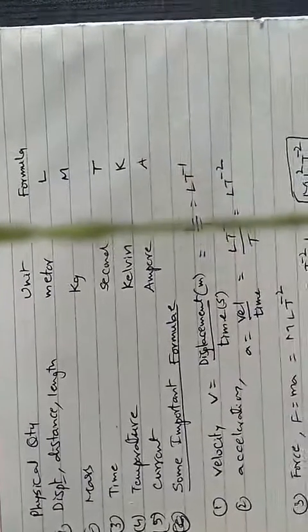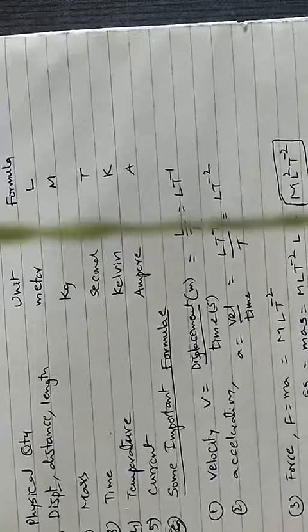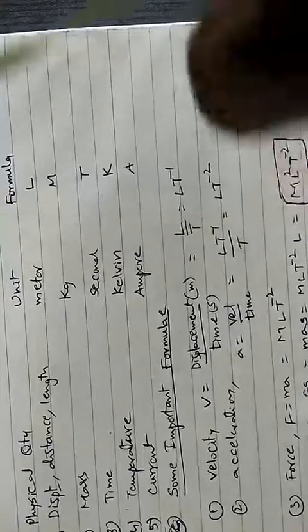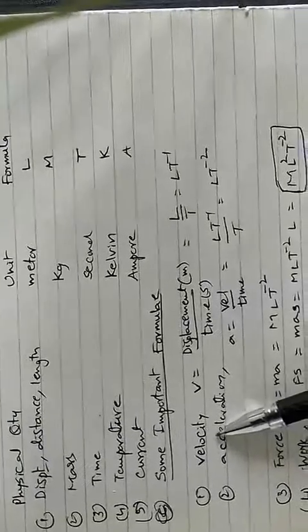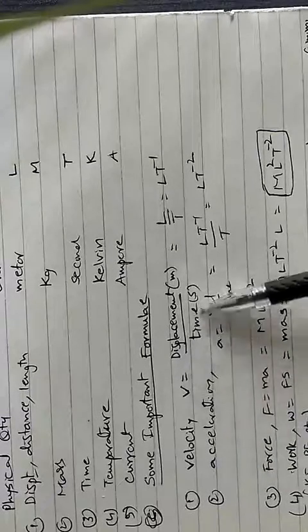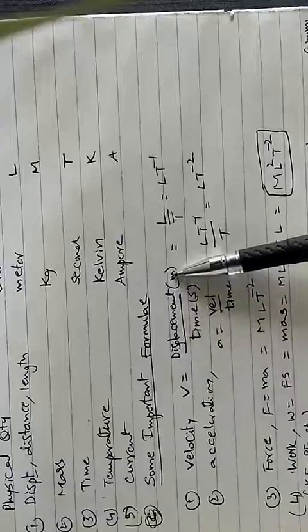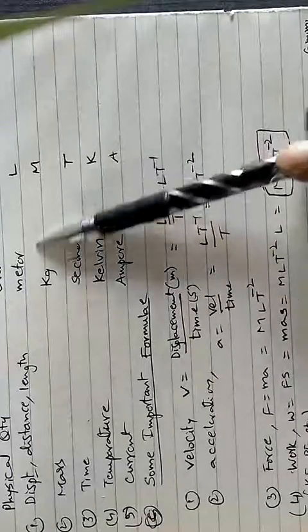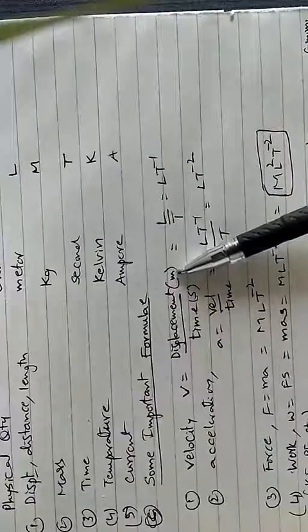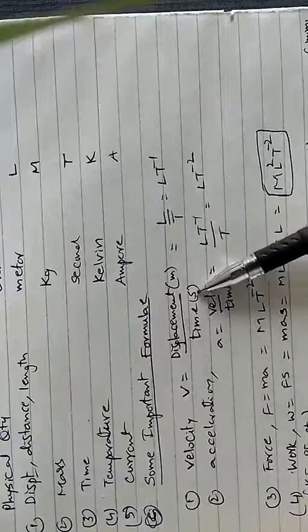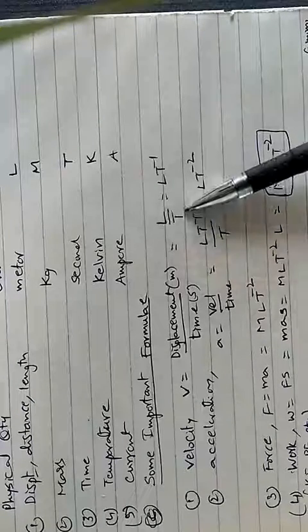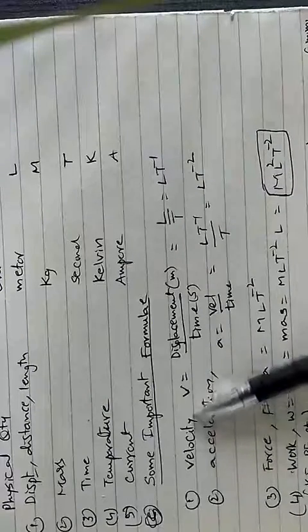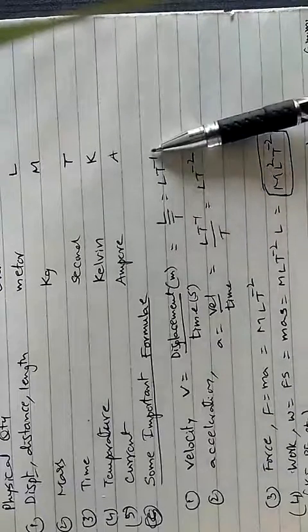Now coming to other physical quantities. Suppose velocity: the velocity formula is displacement upon time. Displacement is measured in meter, and wherever meter is there, meter means length, so we write L. Time is measured in second, its dimensional formula is T. So L upon T, that is LT inverse. Learn by heart: the dimensional formula of V is LT inverse.